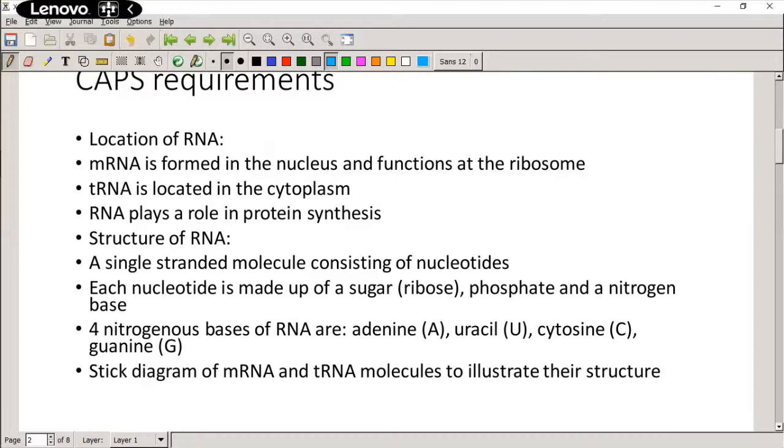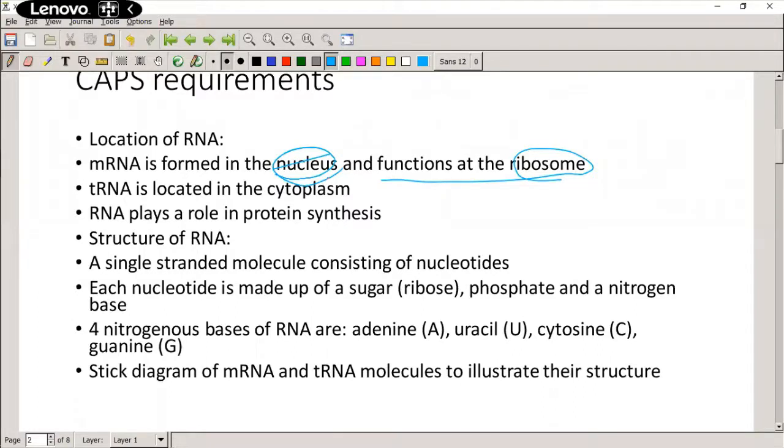So the first type of RNA called mRNA, we're going to find it in the nucleus. And then also it's going to go to the ribosome. So we're going to find it in the nucleus, taking a message. It's called messenger RNA. That's what M stands for, messenger. It takes the message from the nucleus and takes it to the ribosome. So we're going to find some of it in the cytoplasm as well.